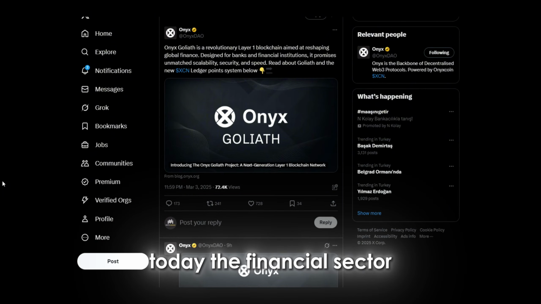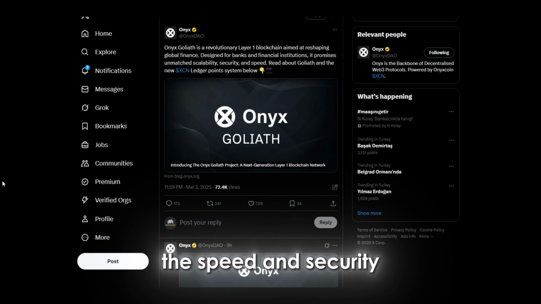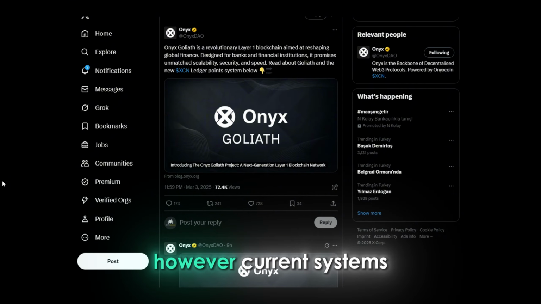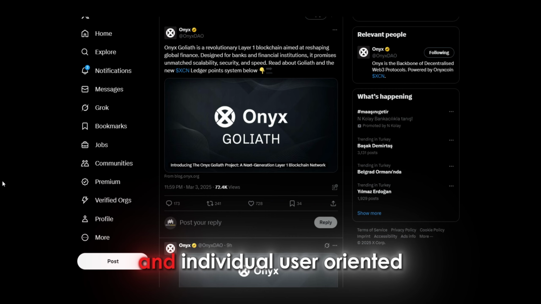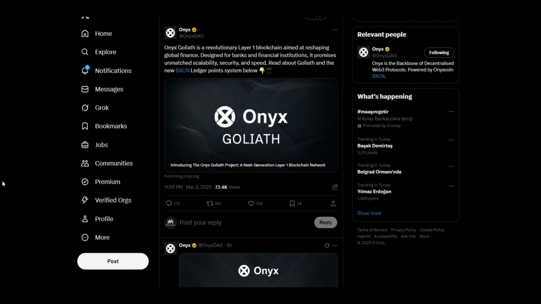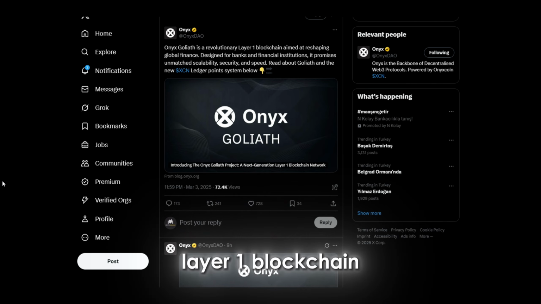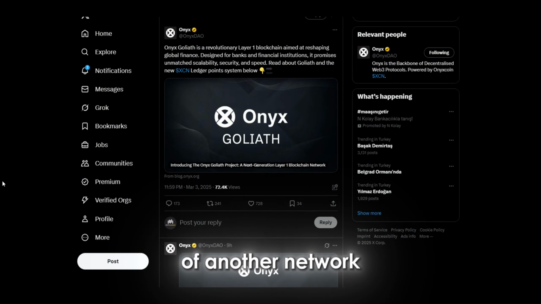Today, the financial sector, especially banks and large-scale financial institutions, want to use the speed and security advantages offered by blockchain technology. However, current systems are often decentralized finance and individual user-oriented, so they may not fully meet the needs of large-scale financial institutions. This is where Onyx Goliath comes in, aiming to offer a specialized blockchain suitable for the financial sector. The fact that it is a Layer 1 blockchain means that this technology is built from scratch and is not built on top of another network.